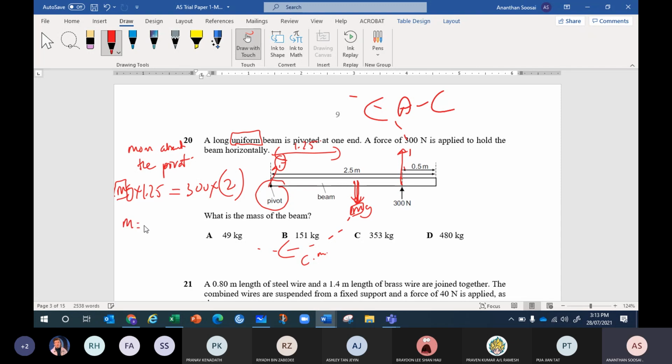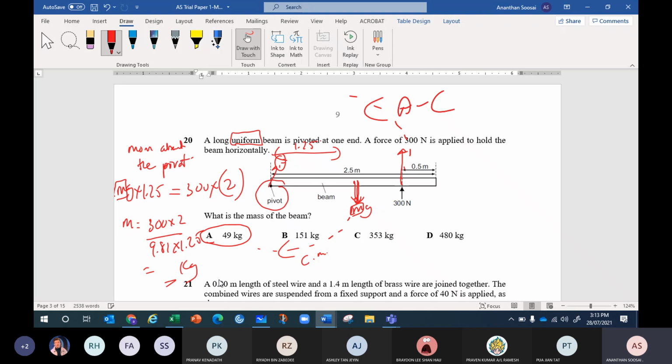So what is your m? This is rearranging right after that. So 300 times 2 over 9.81 times 1.25. So this is your mass in kilograms. Okay, calculate what you get. 49. So you get A.